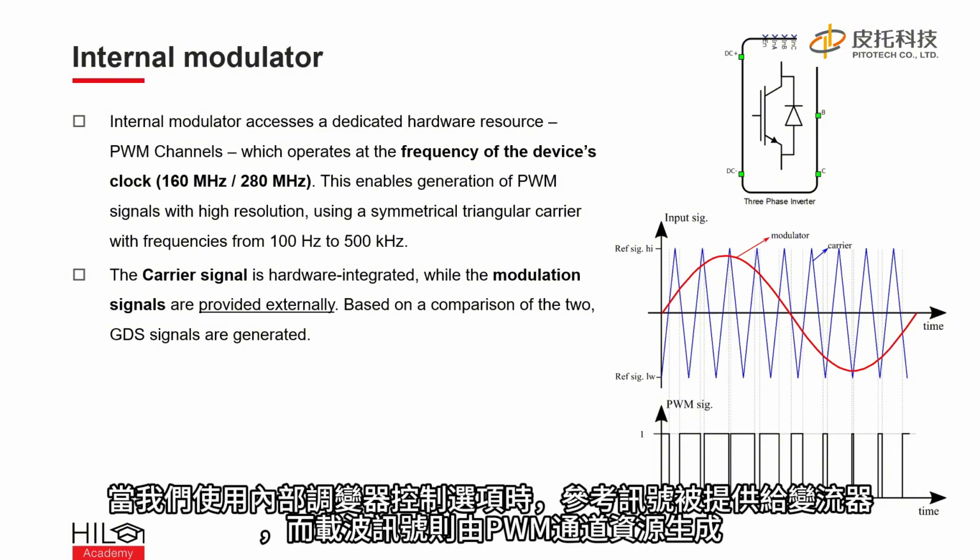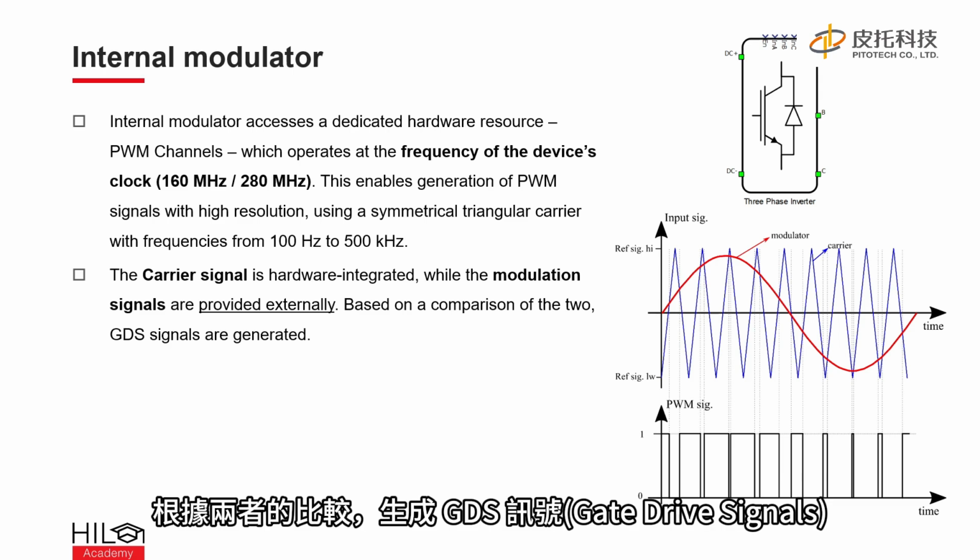When we use the internal modulator control option, reference signals are provided to the converter, while the carrier signal is generated by the PWM channel's resource. Based on the comparison of the two, the GDS signals are generated.